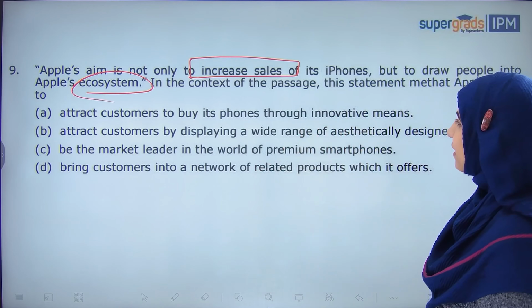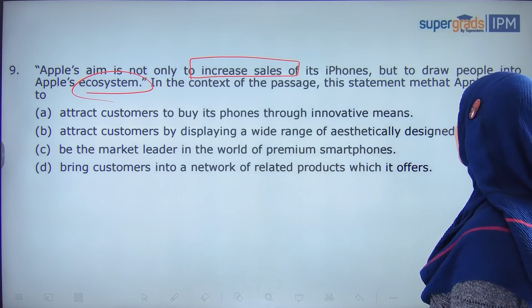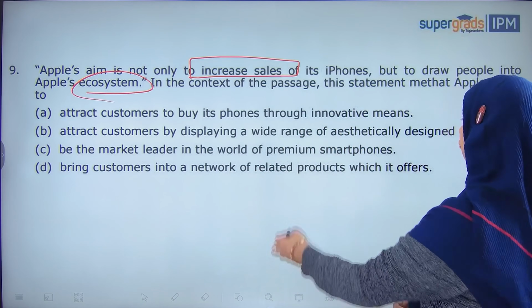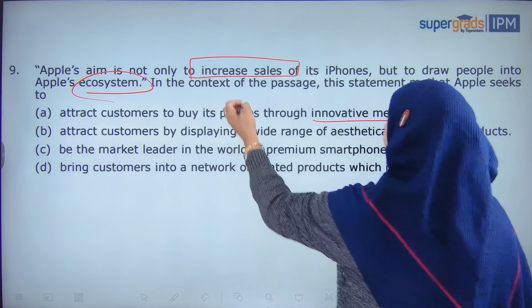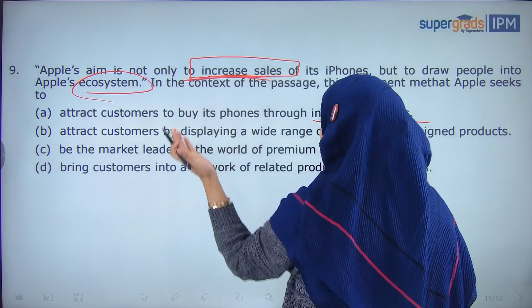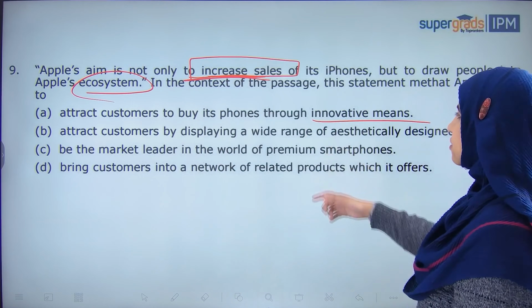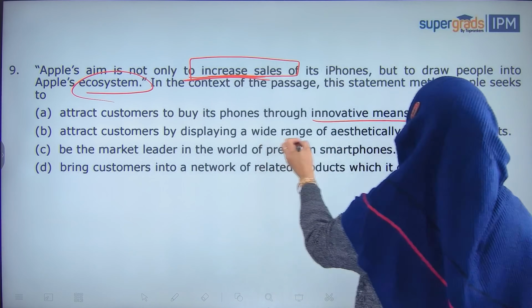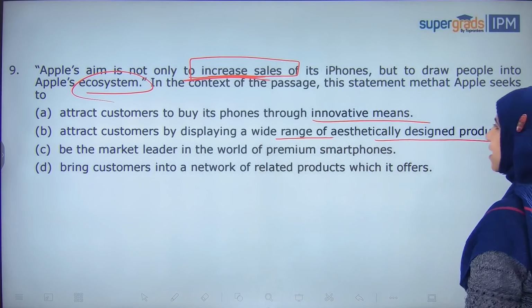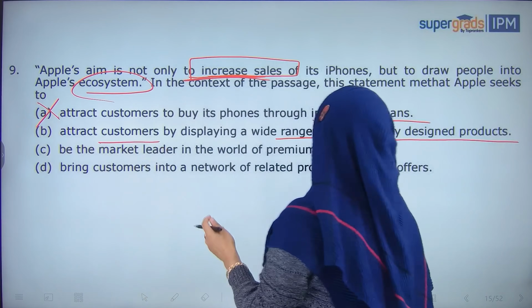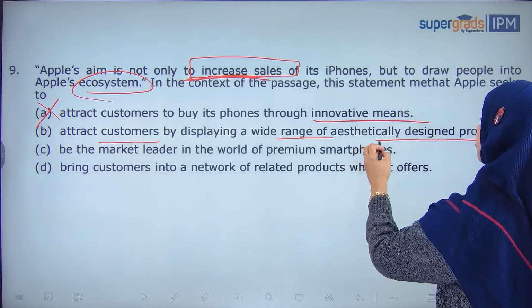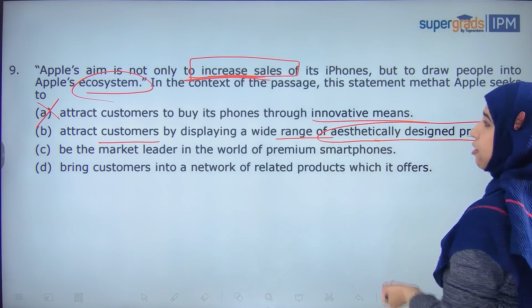Option A, attract customers to buy its phones through innovative means. No, there is no innovative means mentioned as such. And again, directly it says the idea is not to increase the sales. Attract customers by displaying a wide range of aesthetically designed products. Again, explicitly, nowhere is anything mentioned about aesthetically designed products.